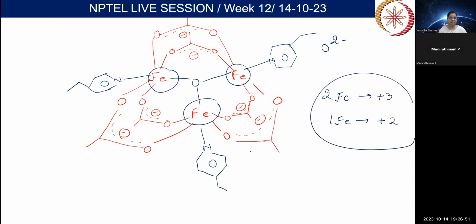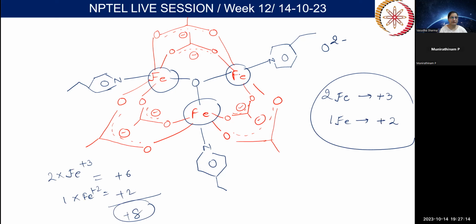So how do we confirm that? Firstly, we'll check the charge. If 2 irons are in +3, that will give you +6, and 1 in +2, that is giving you +2 over here. That means the total positive charge is +8. It should be balanced with the total negative charge because there is no negative anion outside.